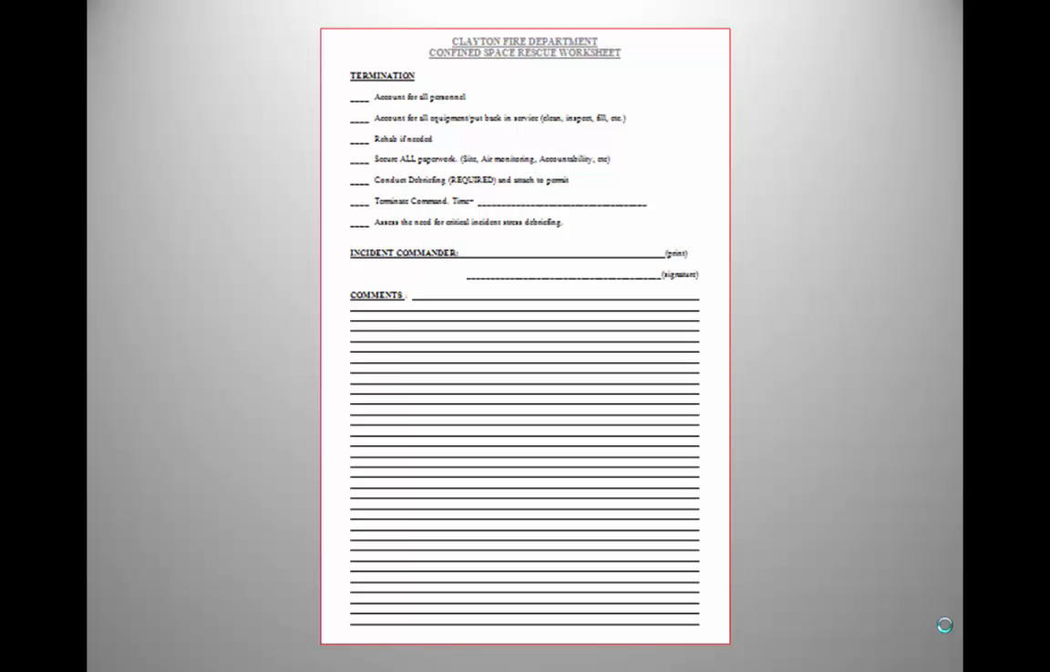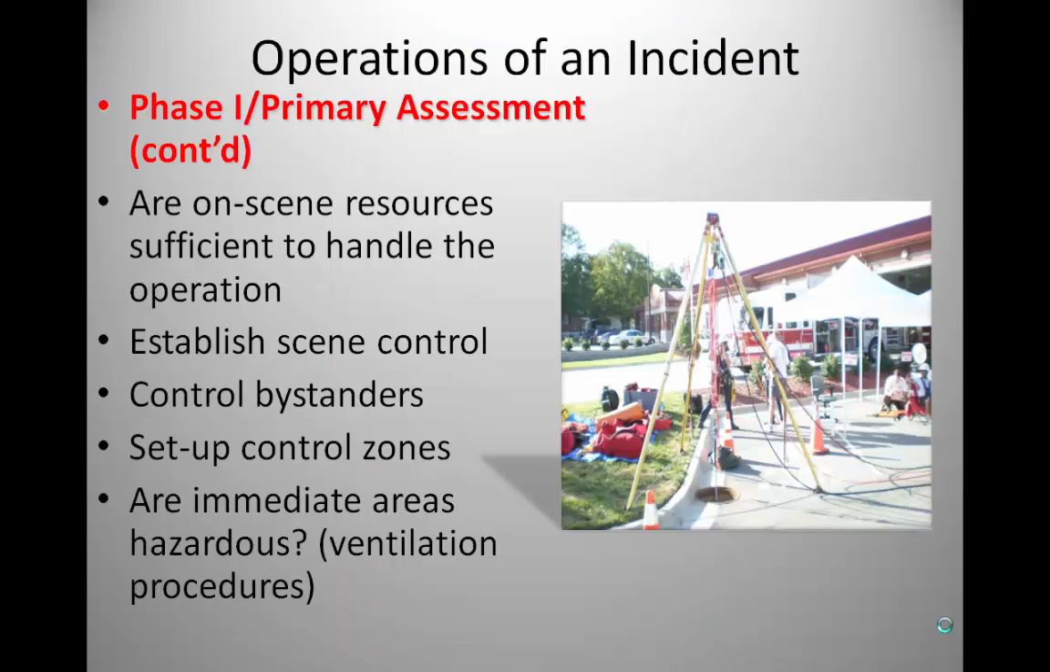So the operations of incidents still in phase one. Kind of just to reiterate some of these, are on-scene resources sufficient? Mutual aid, yes, we can use mutual aid for responses. We may use mutual aid to backfill our fire station for fire calls, or we may use them to assist us on the scene. They can be equipment runners or whatnot. We just have to control where they go and where they're at.